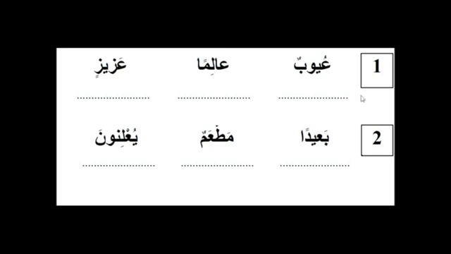So let's go ahead and read. عيوب عيوب عالما, the ain with alif, عالما عالما عالما, not aliman, عالما.